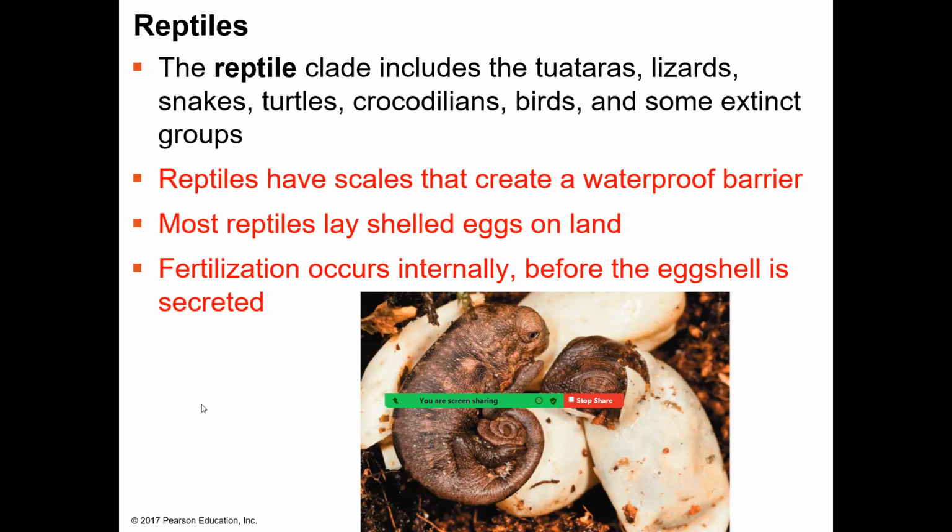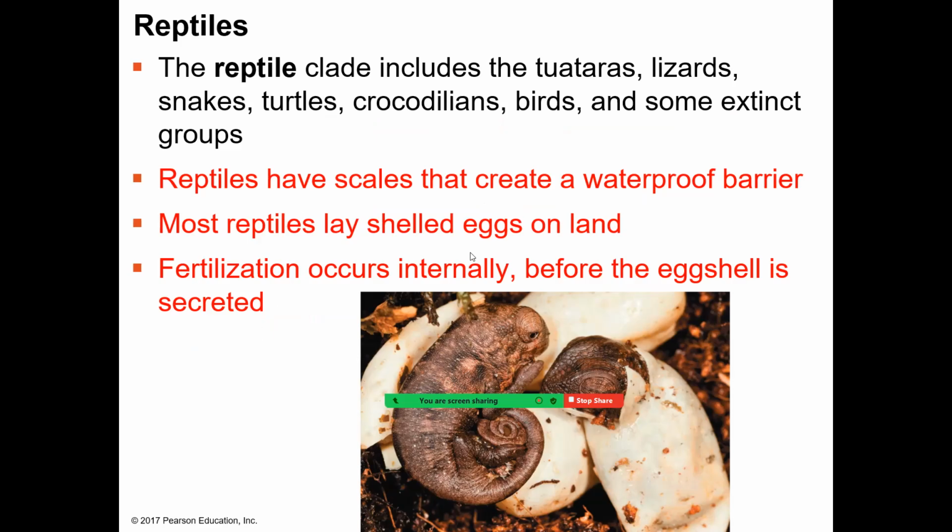So reptiles. Reptiles include quite a variety of things. Some things that we'll focus on: lizards, snakes, turtles, crocodilians, which include crocodiles and alligators, birds, and then quite a few extinct groups of dinosaurs. Reptiles have scales that create a waterproof barrier for the organism.